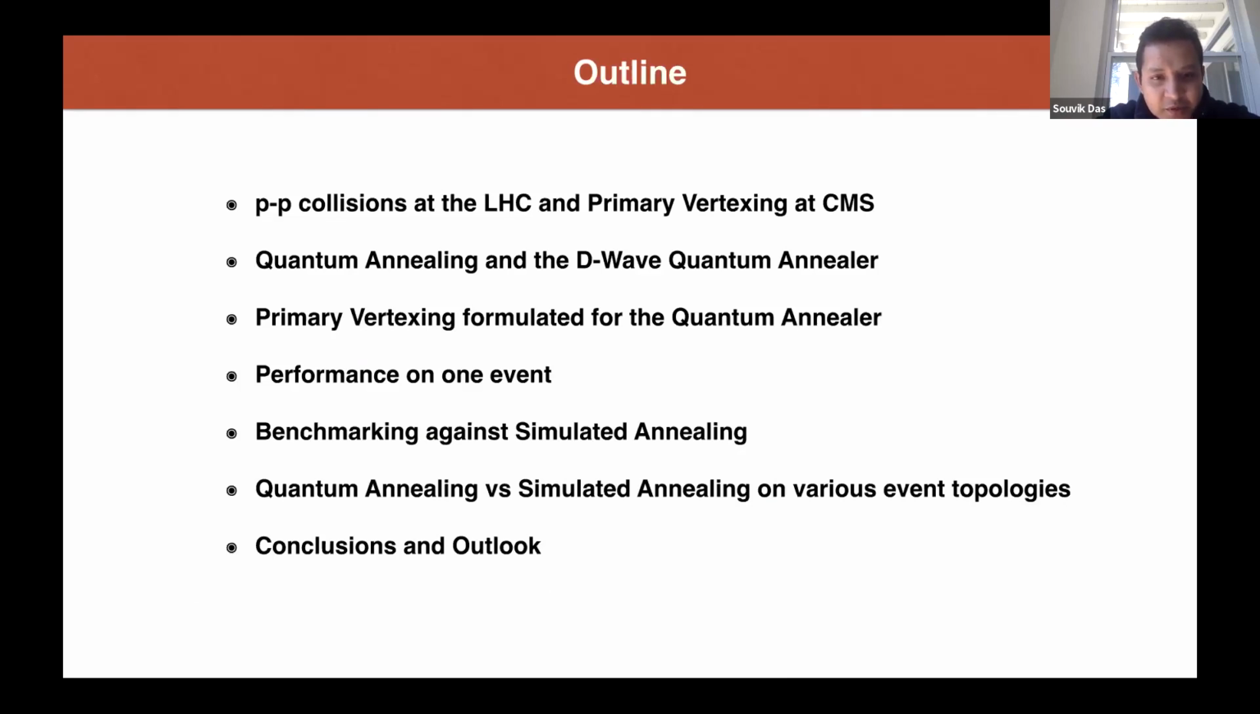I'm going to describe primary vertexing as formulated for the quantum annealer. We're going to show the performance of the D-Wave machine on one event, and then I'm going to show our formulation of benchmarking against a classical simulated annealer. Then we're going to show the comparison between quantum annealing results versus simulated annealing results on various event topologies for primary vertexing. And then we're going to have some conclusions and outlook.